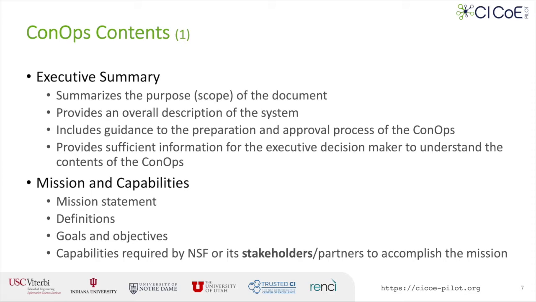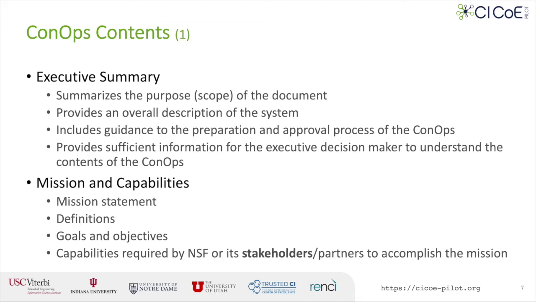It includes guidance on the preparation and approval process of the ConOps. So basically you're telling what the process is to approve changes to this ConOps, who should be involved, and when you take decisions to have a new revision. And you also need to provide sufficient information for the executive decision maker to understand the contents of the ConOps. At this point, anyone reading the ConOps, when they finish the executive summary, should know what this document is about and what kind of information they're going to find there.